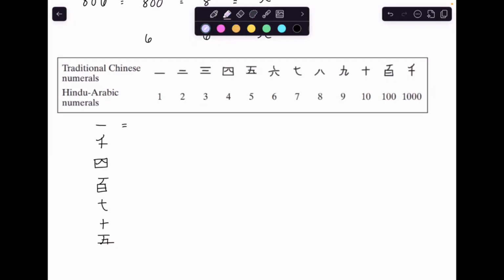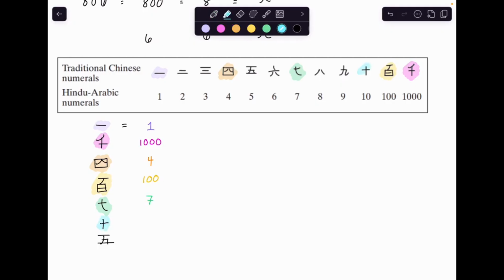So the first one is the symbol for 1. The next symbol, comparing it on my chart, is my symbol for 1,000s. So that really means we have 1 1,000. Next up, we've got this symbol, which is 4. And then the symbol after that is the symbol for 100s. So it means we have 4 100s. Then moving on, that is representing 7.